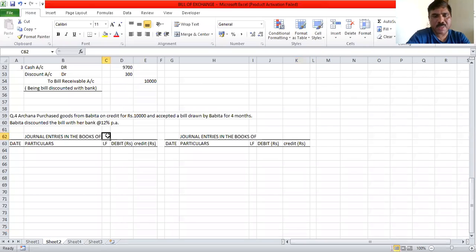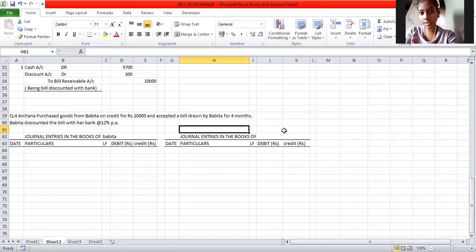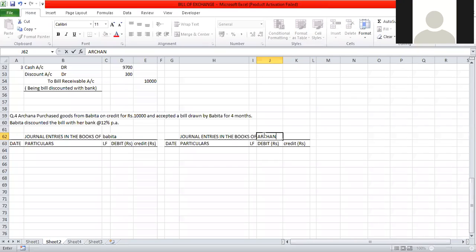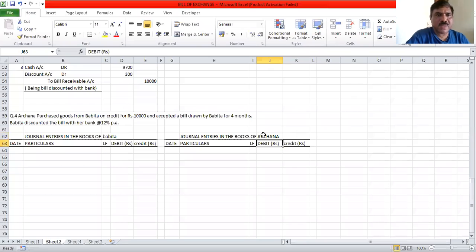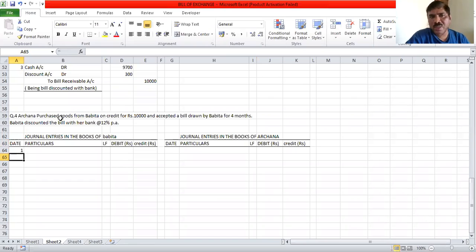The first book is Babita's. And who is the drawee? Archana. That is, in the books of Archana. Now Babita is selling. Archana purchased goods means Babita is selling the goods to Archana. Are you following me? Yes, sir. So Archana purchased goods from Babita, which means Babita sold goods to Archana. First of all, here is the sales entry.